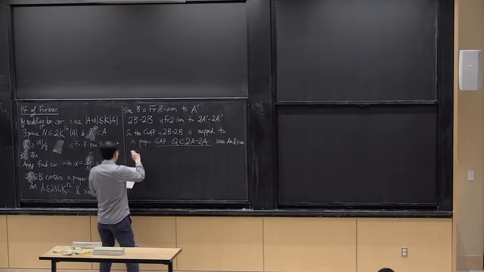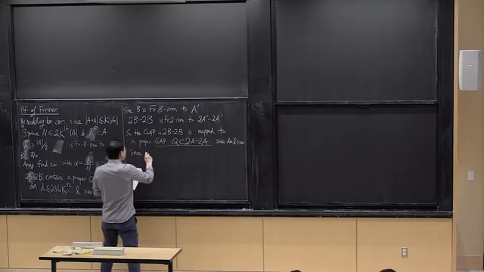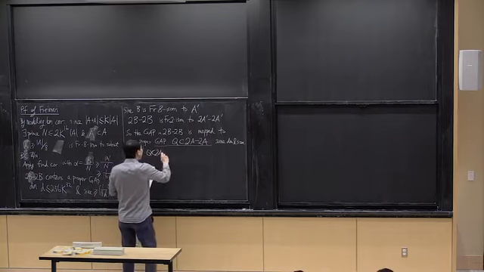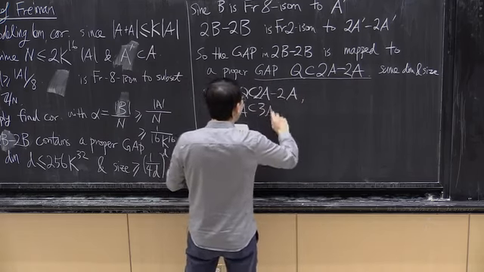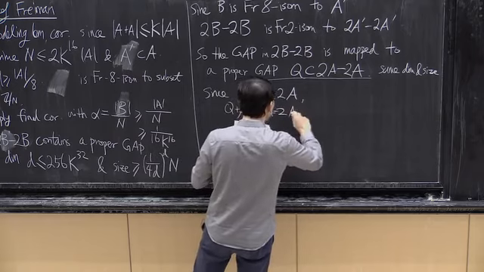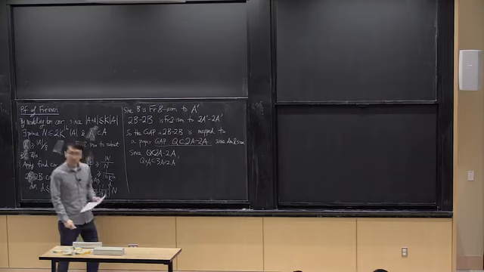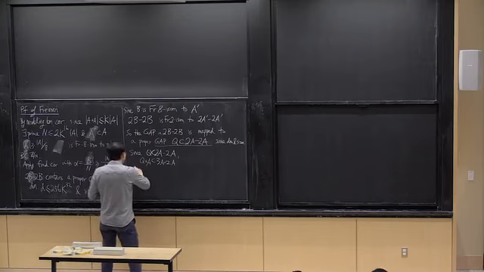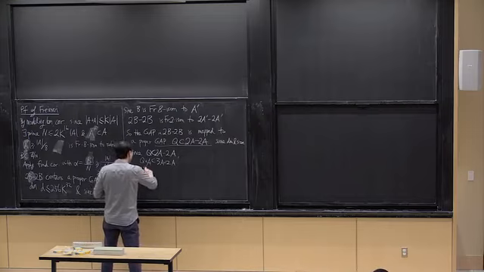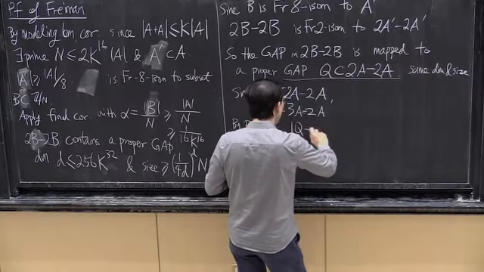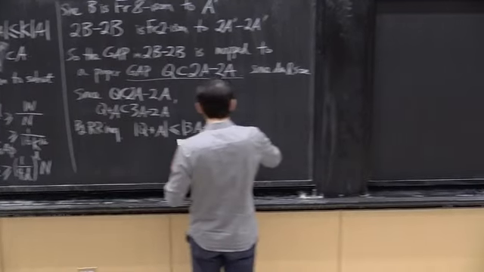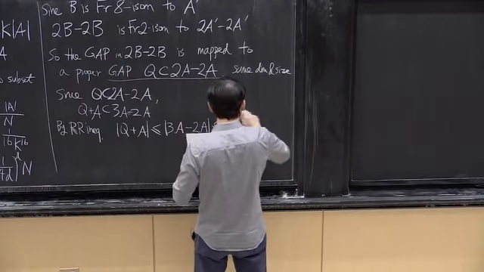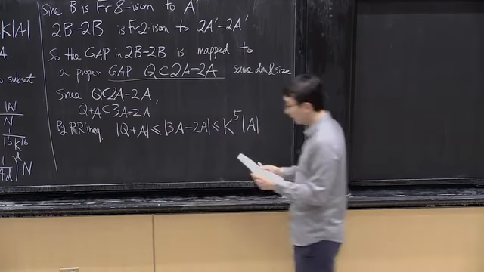How do we do this? Since Q is containing 2A minus 2A, we find that Q plus A is containing 3A minus 2A. Therefore, by the Plünnecke-Ruzsa inequality, the size of Q plus A is at most the size of 3A minus 2A, which is at most k to the 5th power times the size of A.